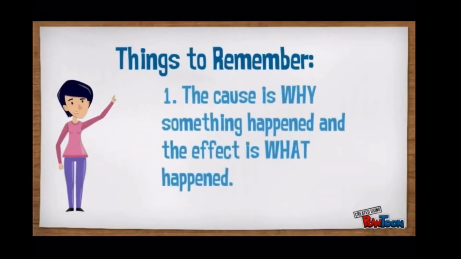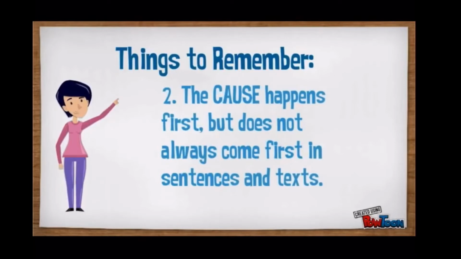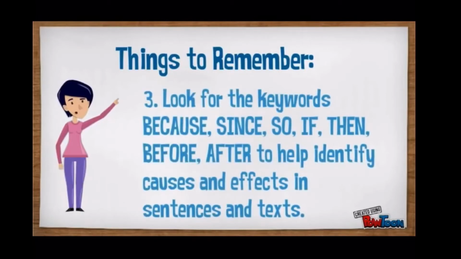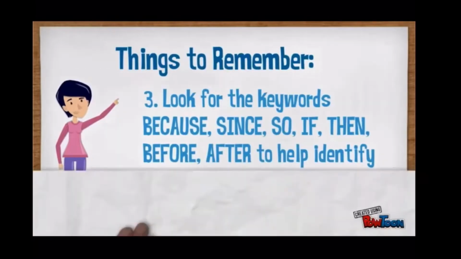All right, so some things to remember. The cause is why something happened, and the effect is what actually happened. The cause always happens first, but it doesn't always come first in the sentence or in the text. And make sure you guys are looking for those key words. If you do that, you should be pretty successful.